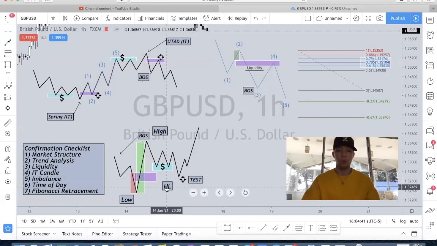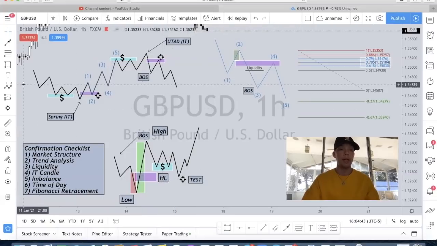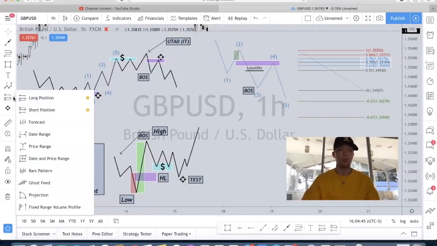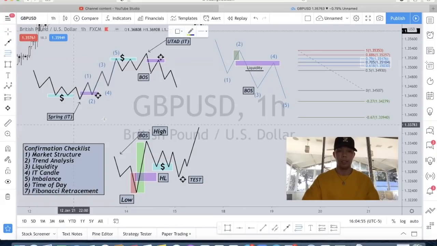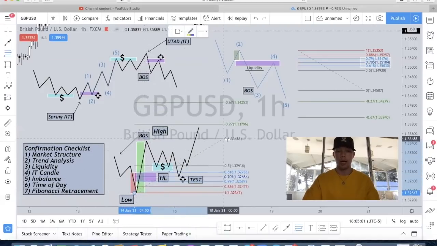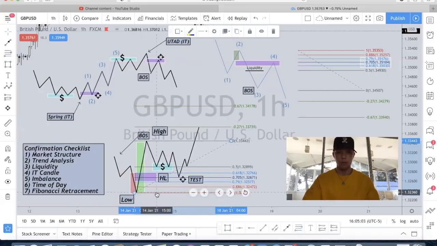So what we want to do is go ahead and grab our Fibonacci tool. It'll be over here, right? In these long and short position, or I'm sorry, it's going to be over here inside of this second column. You're going to drive down, you're going to click on the Fibonacci tool. Now, what you're going to do is pull it out from the low and bring it all the way to the swing high. All right, so we have 1 from the low all the way to 0 at the swing high.